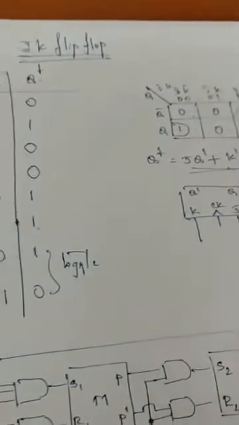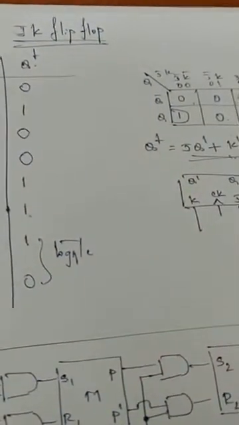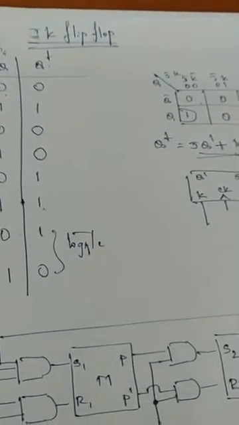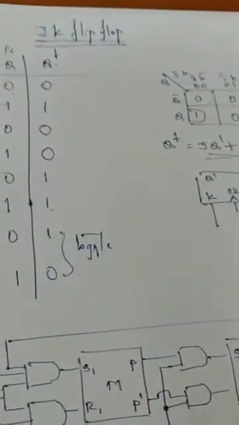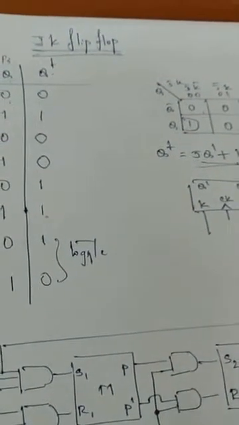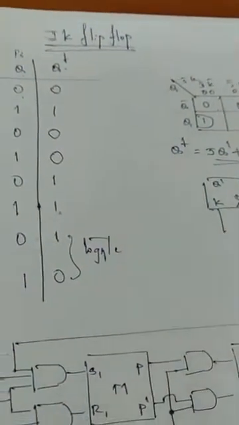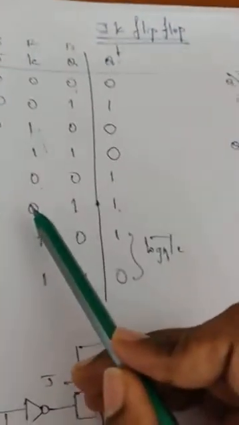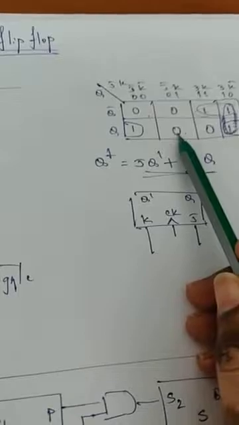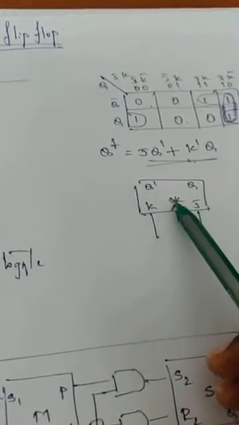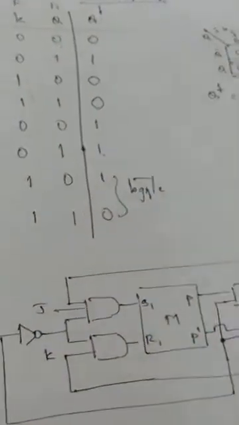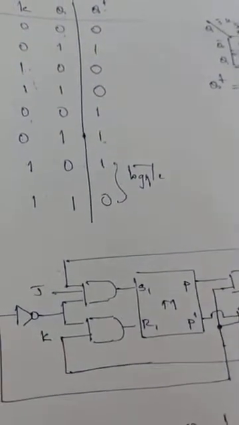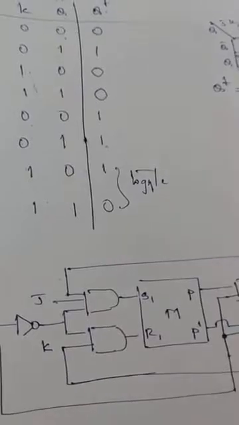In your examination, one most important question is to write the characteristic equation, truth table, and flip-flop diagram of JK flip-flop, SR flip-flop, T flip-flop, and D flip-flop. All the four flip-flops they are going to ask. They will ask you to write the truth table, the K-map, characteristic equation, and the circuit diagram of all the four flip-flops: SR, JK, D, and T. So far I have done with D flip-flop and SR flip-flop.